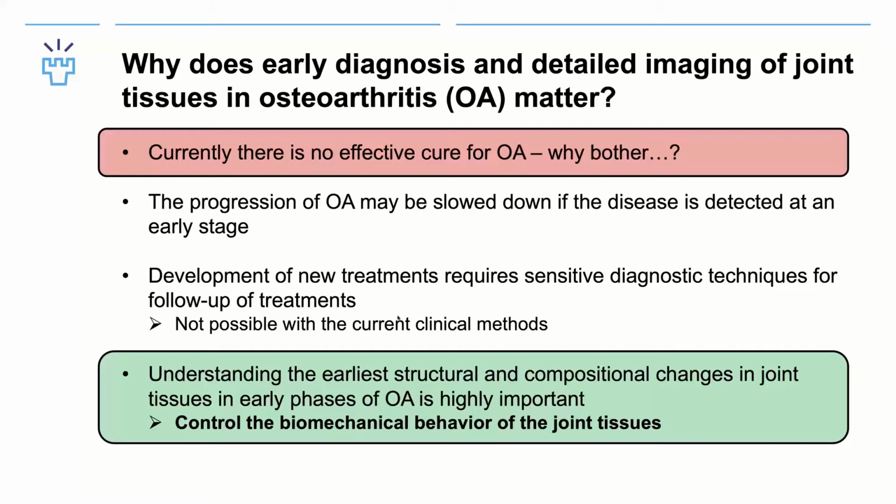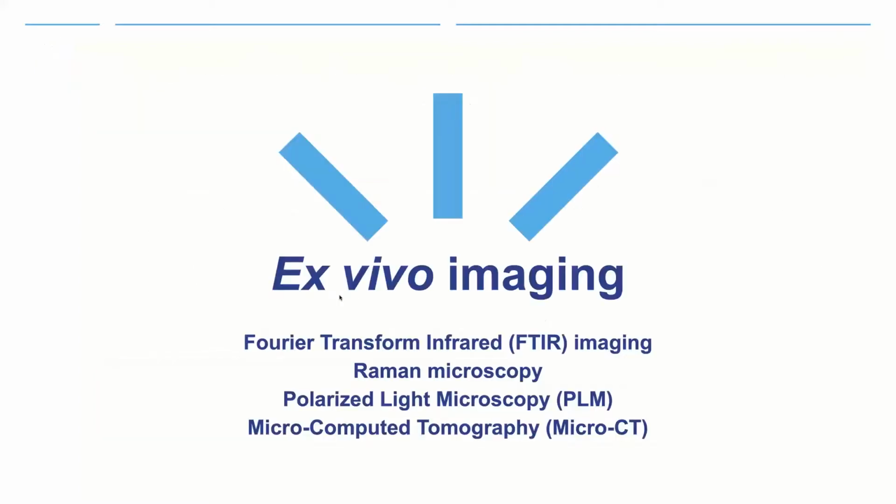And then, of course, as fundamental biomedical researchers, we need really good methods to understand the early structural and compositional changes in joint tissues in very early phases. And why is it important to understand those changes? When we talk about the joint tissues, they all have a biomechanical function in the joints. They actually control the biomechanical behavior eventually. So we need to really understand the early phases.